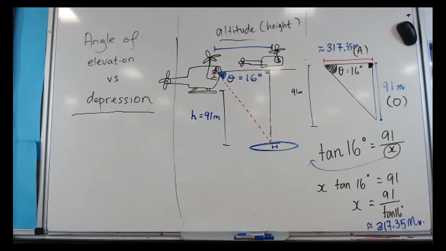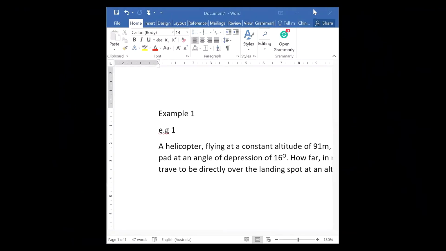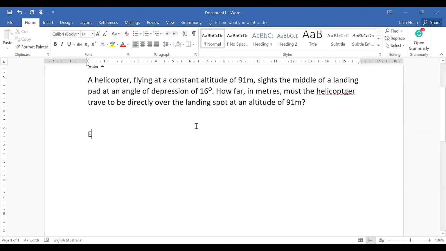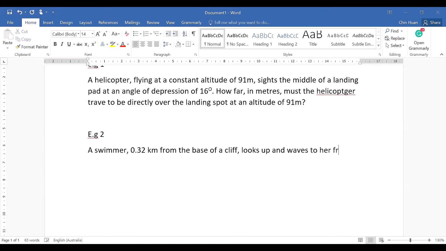Right, the next problem is here. So share screen, let's put it there. Okay, now let's work on the next example, example 2. All right, now let's copy the question here. Let's have a look. So a swimmer 0.32 kilometers from the base of a cliff looks up and waves to her friend.